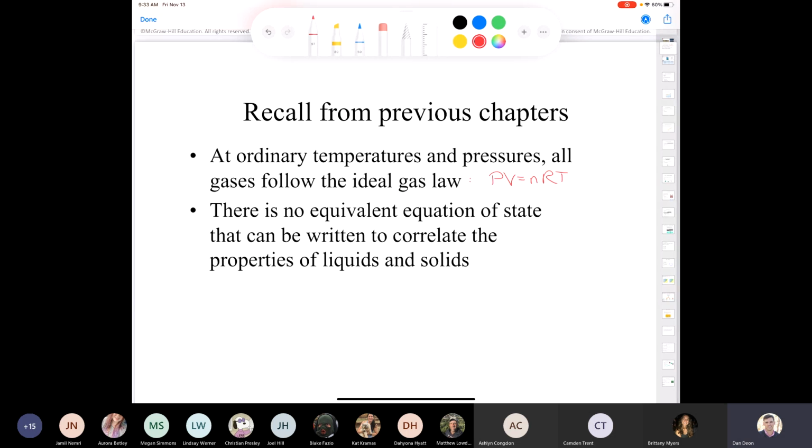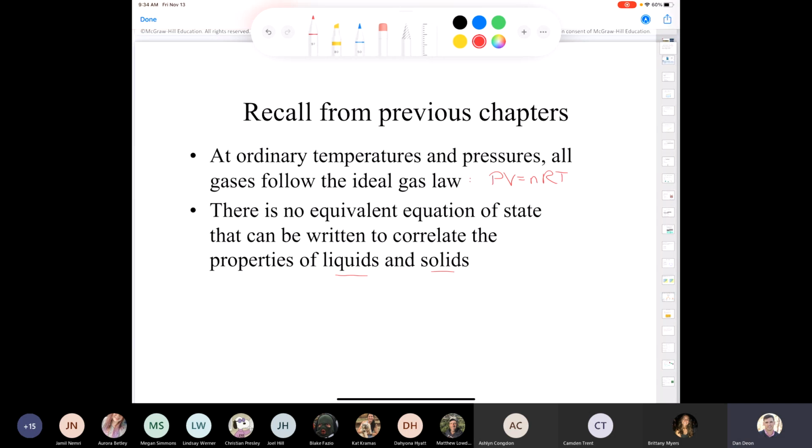We assumed that the particles did not interact with each other, right? Remember, we said they were moving in constant random motion, they had elastic collisions. Well, if they had elastic collisions, that's because they're not interacting with each other. We can't make that assumption when we're dealing with liquids and solids.